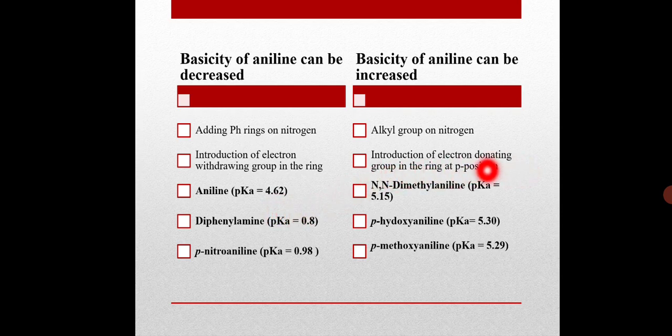Introduction of an electron donating group in the ring at the para position also increases the availability of the lone pair of electrons on nitrogen, and so we see higher pKa values for both para-hydroxyaniline and para-methoxyaniline.